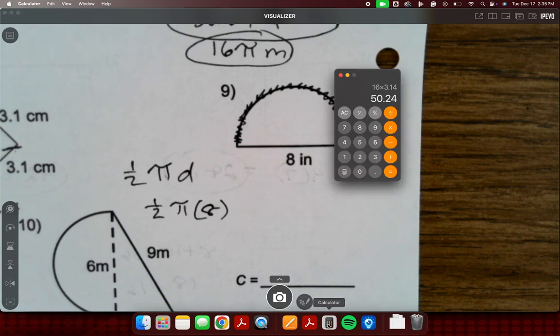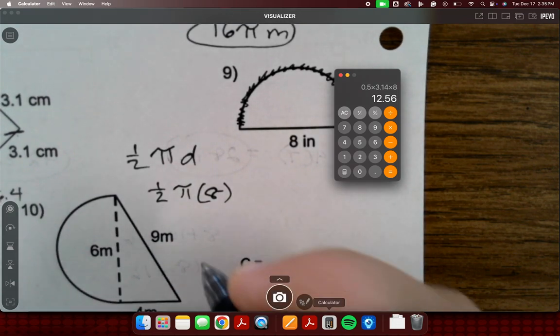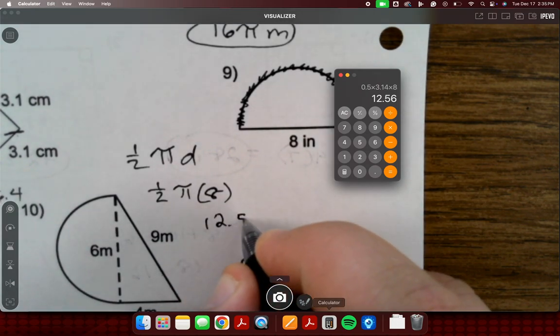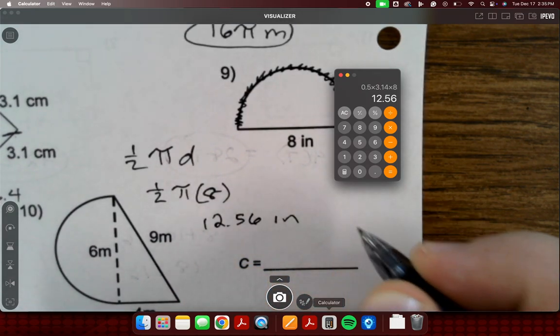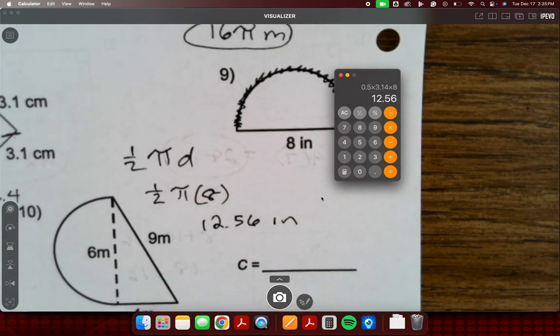So we get 0.5 times 3.14 times 8. We get 12.56. But don't stop there. It's tempting even for me to be like, oh, I got it now. It's a semicircle. I found the perimeter of the semicircle. Well, we did find the perimeter of the semicircle, but that's not all that creates this shape.